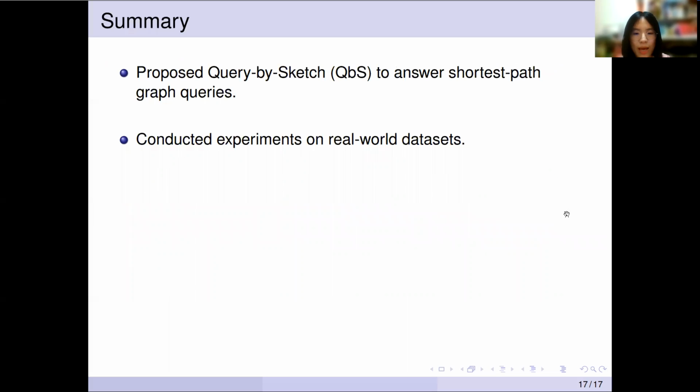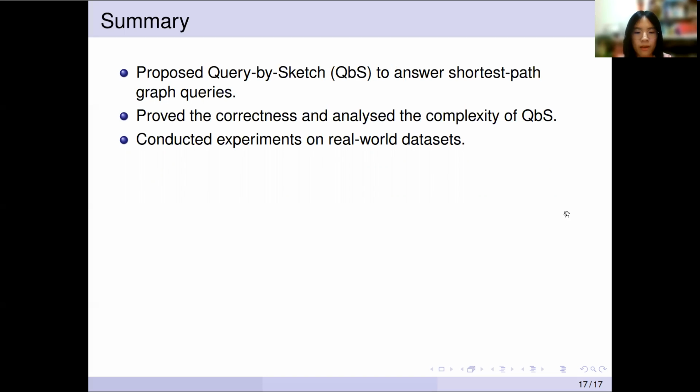In conclusion, we have proposed a novel method, query by sketch, to answer shortest path graph queries on large networks. Query by sketch constructs a labeling scheme through pre-computation and then answers queries by performing online computation that involves fast sketching and guided searching. We have conducted experiments on 12 large real-world datasets to verify the scalability and efficiency of query by sketch. We have also proved the correctness and analyzed the complexity of query by sketch. Please refer to our paper for more details.